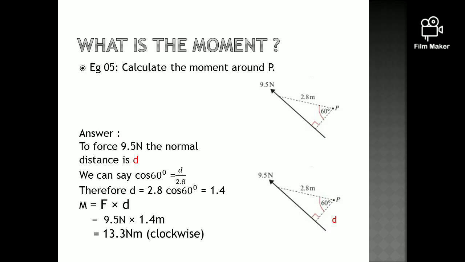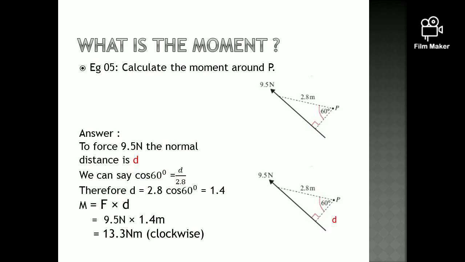In this question, we need to identify a perpendicular distance from point P to the force 9.5 newtons. The distance given here, 2.8 meters, is not the perpendicular distance. So you can mark the perpendicular distance D. With that, you can say D is the adjacent for this given angle and 2.8 is the hypotenuse.